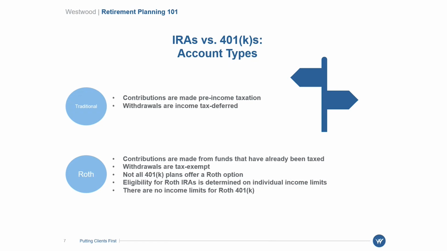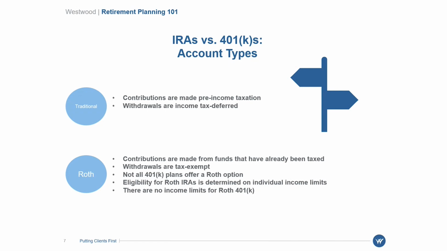A few other key distinctions to note are: not all 401k plans offer a Roth option. Eligibility for Roth IRAs is determined by an individual's income limit. That is, higher income earners may be phased out of the ability to contribute, and there's no income limits for Roth 401ks.